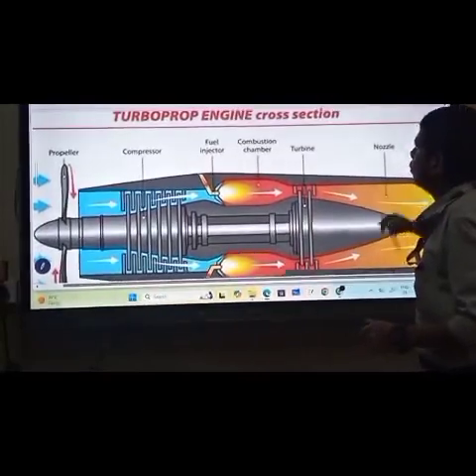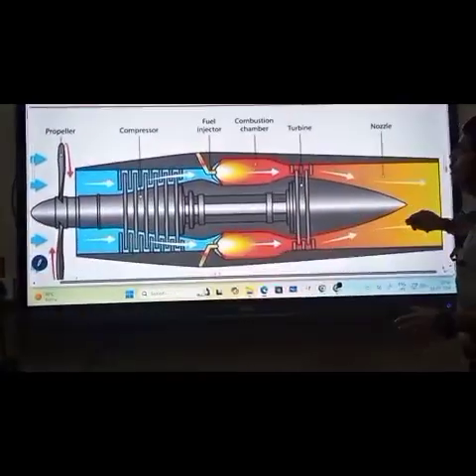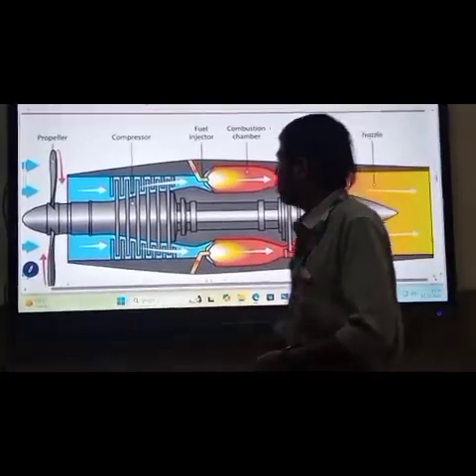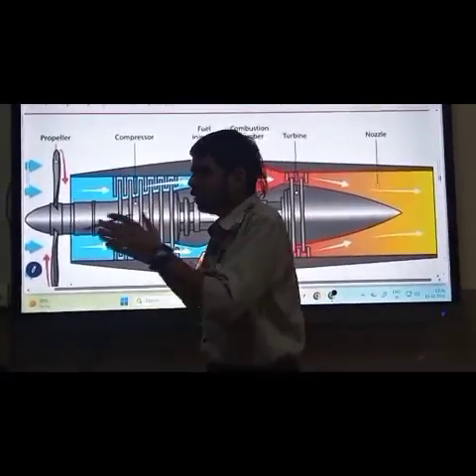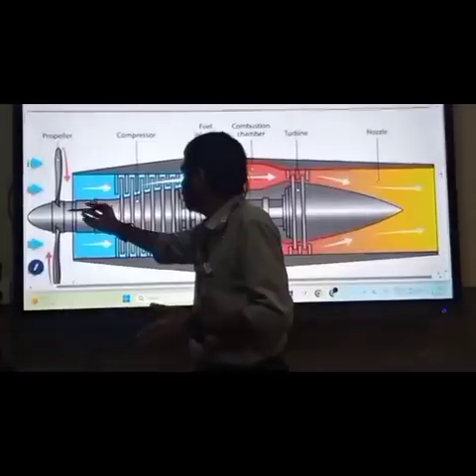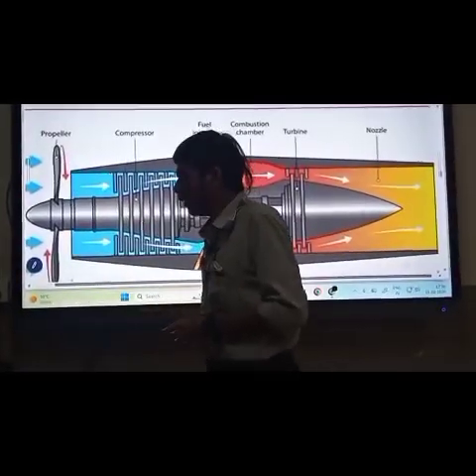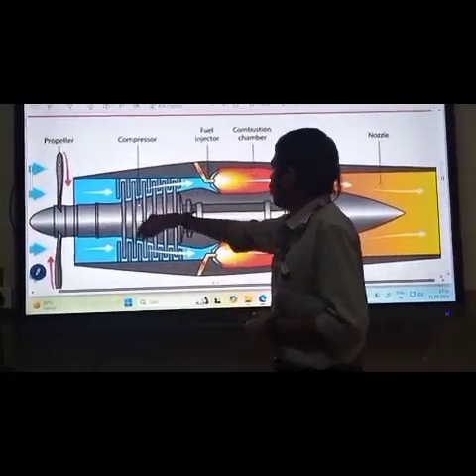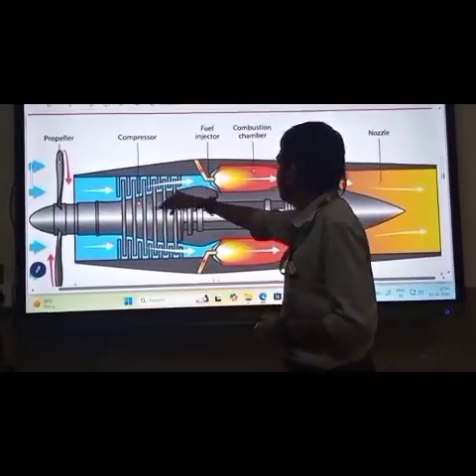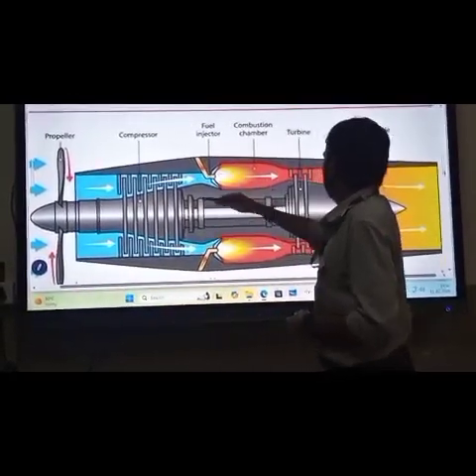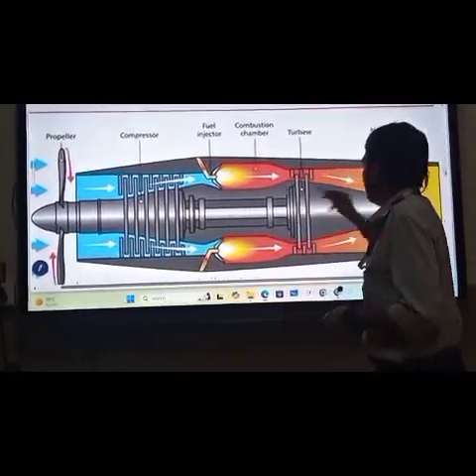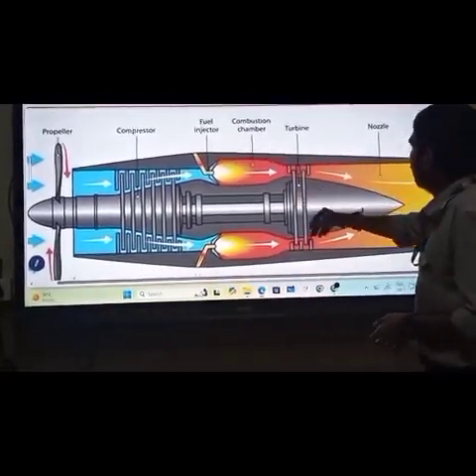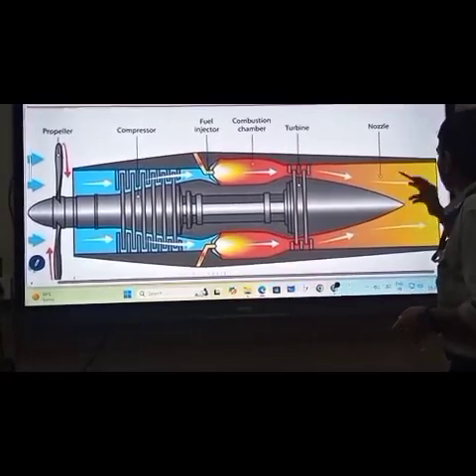Then let's come to the turboprop engine. In the turboprop engine, one more difference is that at the inlet section a propeller is present. This is the propeller. This is the low pressure compressor, high pressure compressor, cold section. This is the hot section of the combustion and exhaust, fuel injector, combustion chamber, turbine, nozzles.